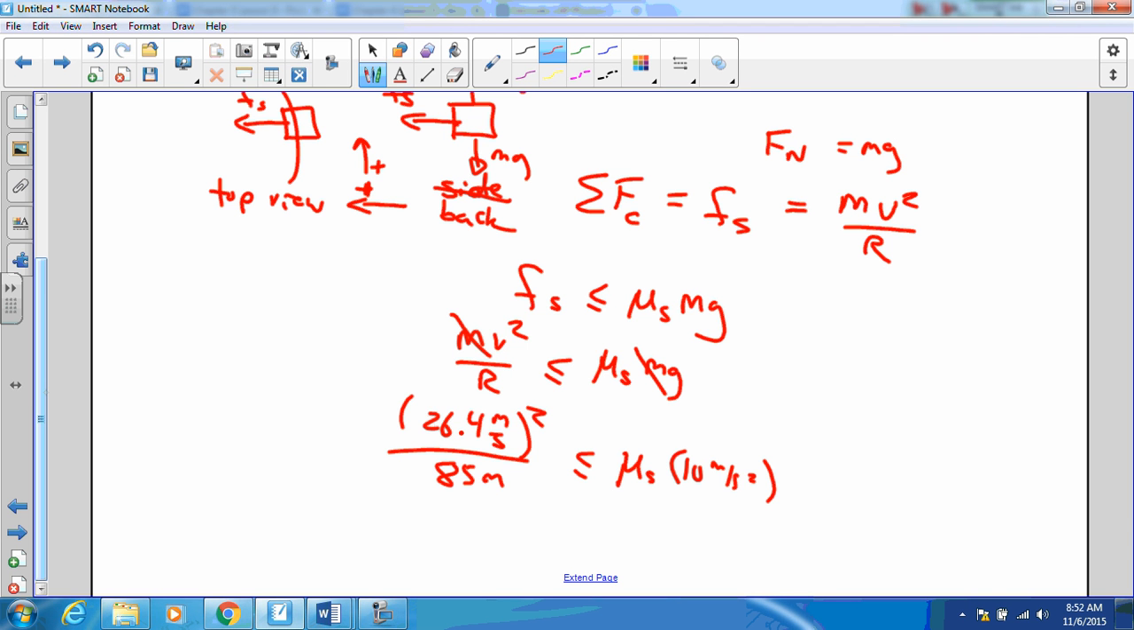Estimating, this 25 squared is 625. So 625 divided by 85 is going to be about 3 divided by 10, so it must be about 0.3 is my estimate. What'd you get? Catching up a little bit.